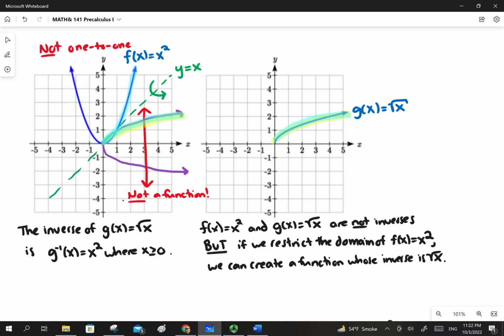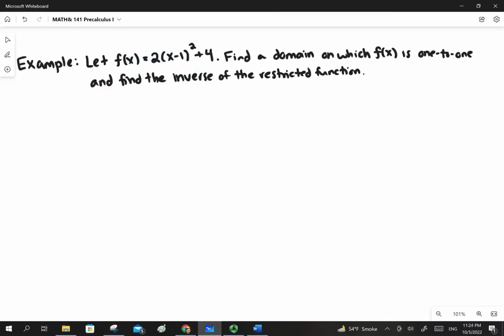This is useful because it allows us to find inverses for all sorts of quadratic functions and functions involving square roots. We just have to make sure to restrict the domain of the quadratic function so that we are only using half of the parabola. Example: let f(x) = 2(x - 1)² + 4. Find a domain on which f(x) is one-to-one and find the inverse of the restricted function.